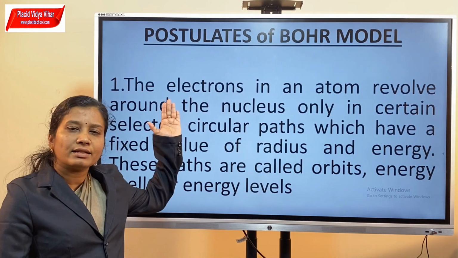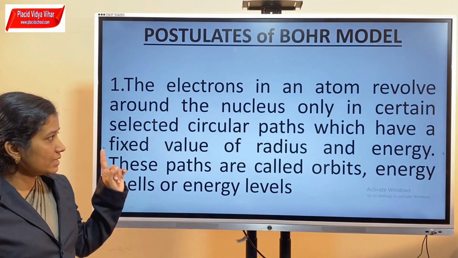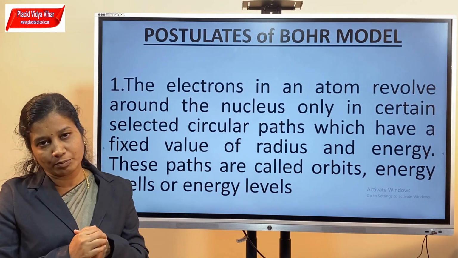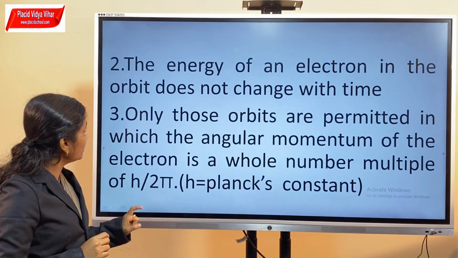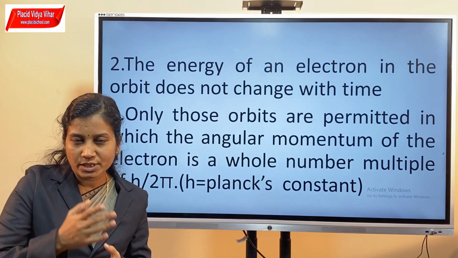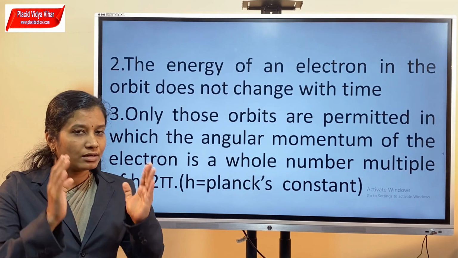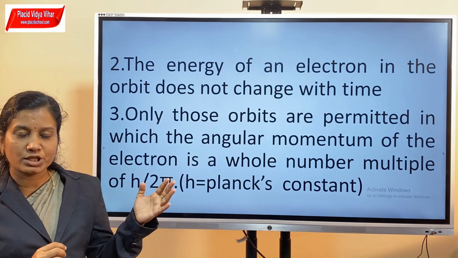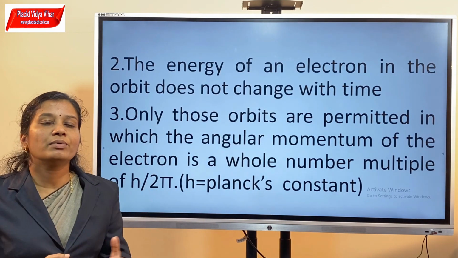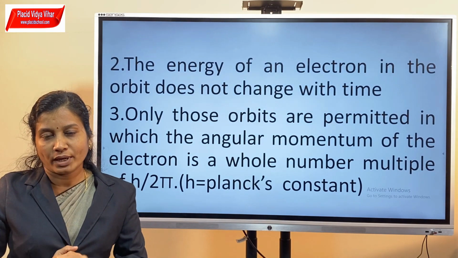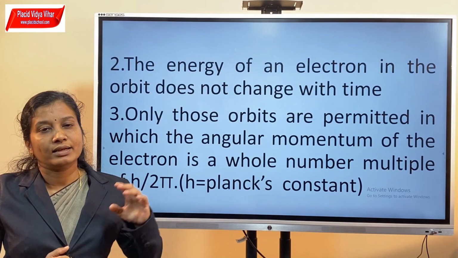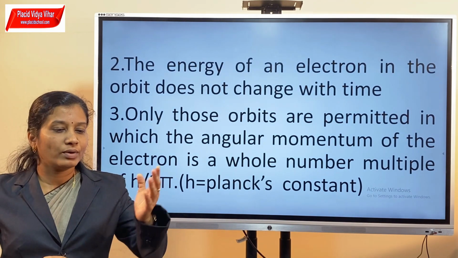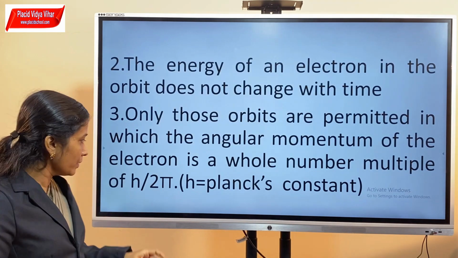So again, we are reviewing the postulates. The first postulate is that electrons revolve around the nucleus in certain selected paths called orbits or shells. The second one: the energy of the electron does not change with time. That means if the electron is in a particular orbit, it does not lose or gain energy. And the third one: the angular momentum of the electron is a whole number multiple of h by 2 pi. So angular momentum is mvr, and mvr is equal to nh by 2 pi, where n can have values 1, 2, 3, 4, etc.